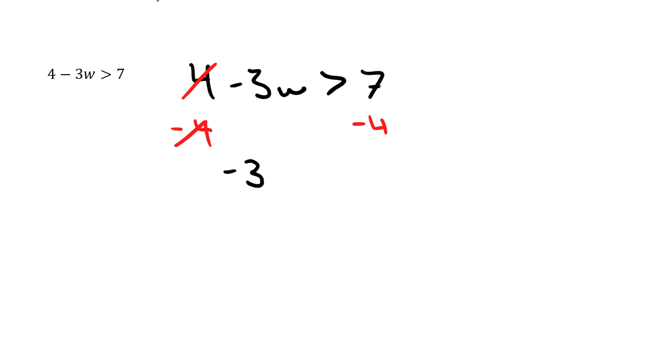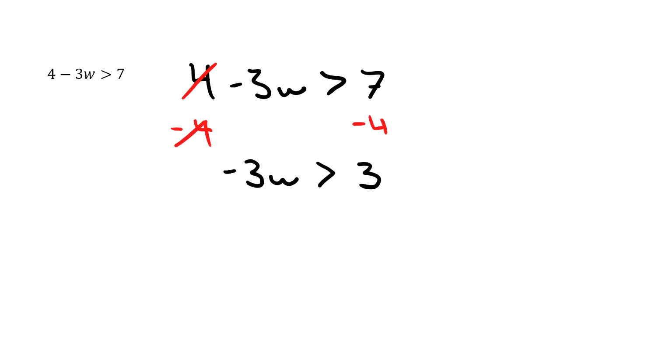So here's our next one. We have 4 minus 3w is greater than 7. Again, get rid of the number by itself first, which is the 4. Now the 4 itself is a positive number, so we will be minusing 4, because the minus there is connected to the 3. So that cancels out. I'm left with negative 3w is greater than 7 take away 4.